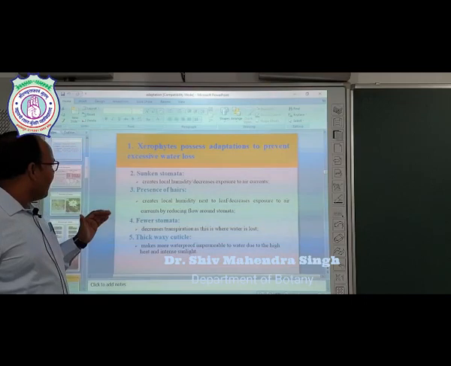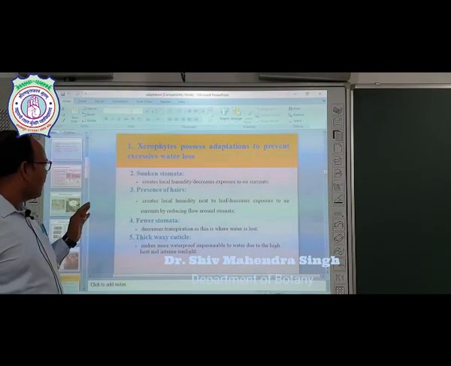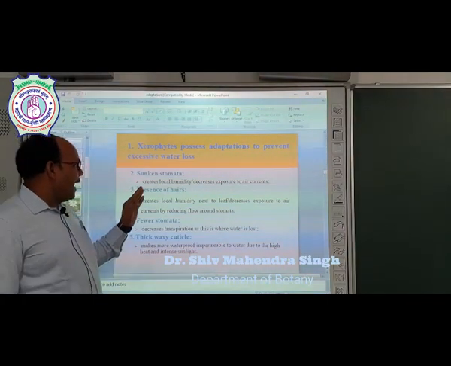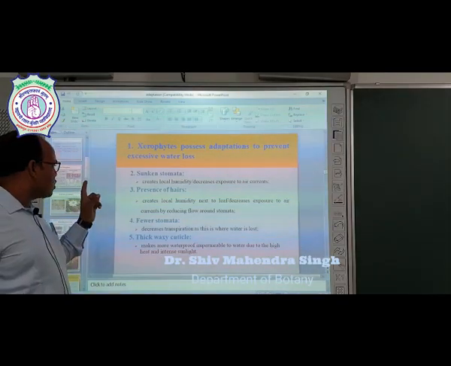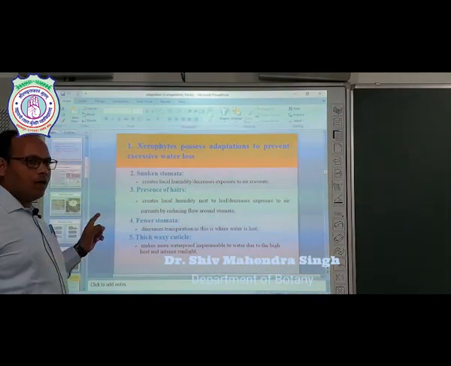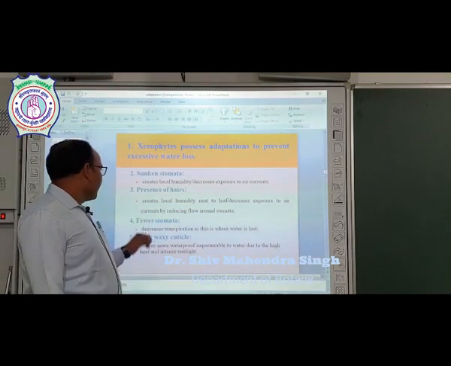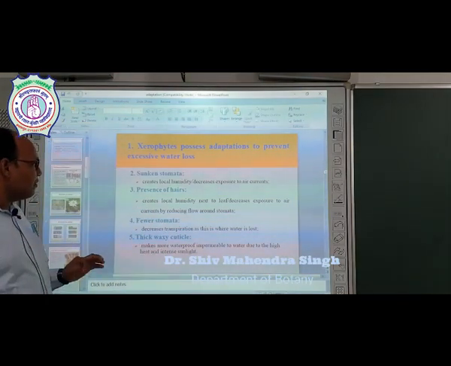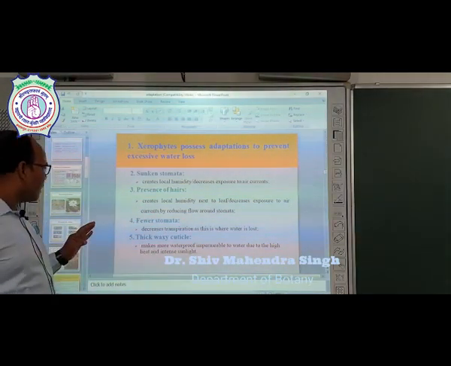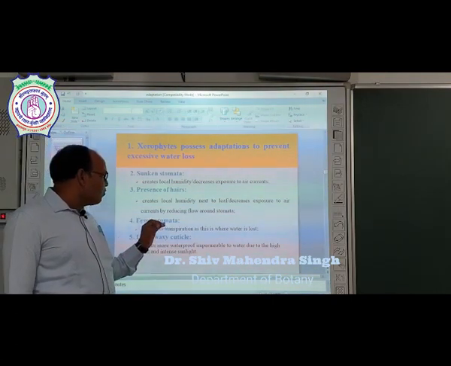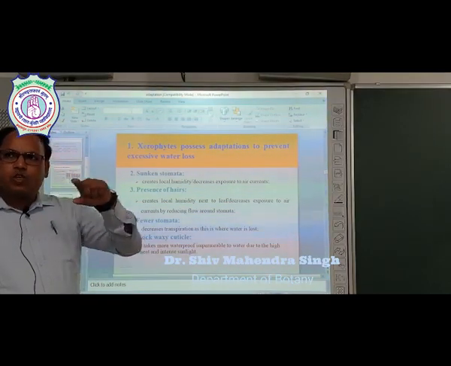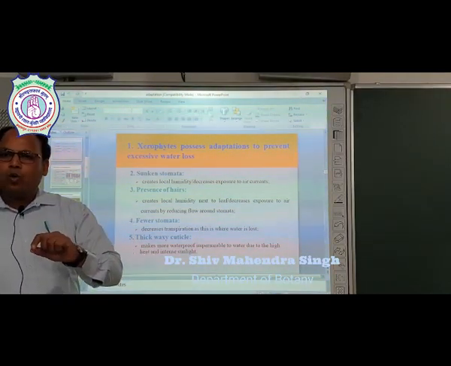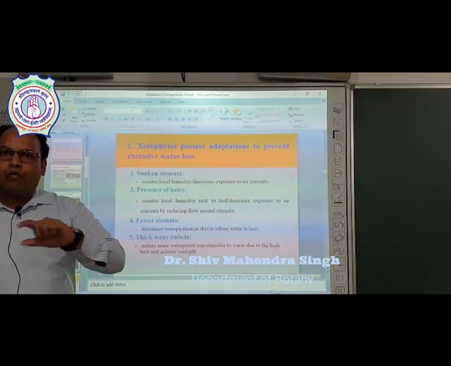Xerophytic plants have sunken stomata. Sunken stomata help to create local humidity and decrease exposure to air currents. The presence of hairs, known as trichomes, creates local humidity next to the leaf and decreases exposure to air currents by reducing flow around the stomata. The trichomes present around the stomata help to reduce wind currents.